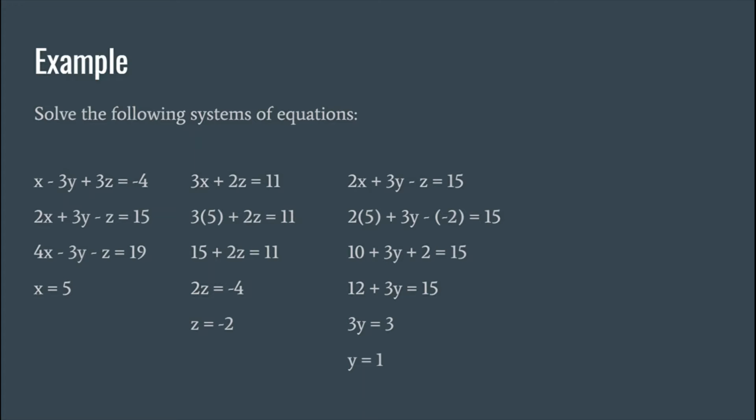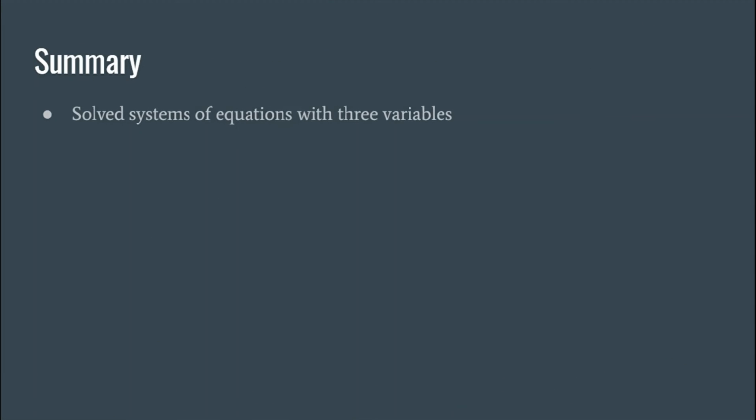Alright, so that's pretty much it. Now I'm going to put this as an ordered triple. It's not an ordered pair because I got 3 numbers. And mathematicians like to go in alphabetical order, so I'm going to put this in the order x, y, z. And that's pretty much it. So that's what we did.